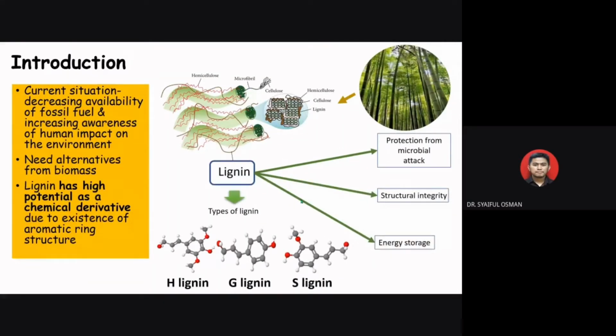So at the moment, with the decreasing availability of fossil fuel and awareness of human impact on the environment, we have to seek an alternative from renewable energy sources such as biomass to generate available chemicals for various types of application. And one of the main components in biomass is lignin that has become popular to produce green and bio-based material and products. And lignin has a high potential as a chemical derivative.